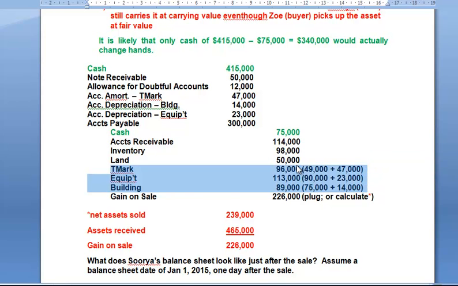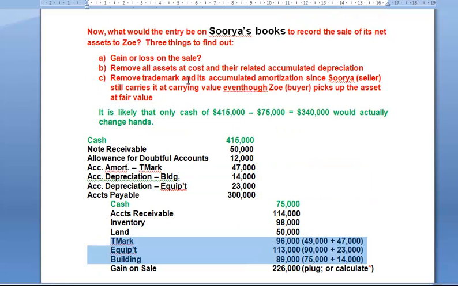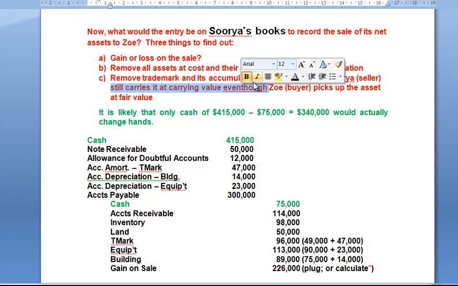But don't forget, carrying value is made up of two amounts, cost and accumulated depreciation. Right? So we got to get rid of cost and the accumulated depreciation on each of the building and the equipment, and we also have to remove the trademark cost and its accumulated amortization, right? Because, and again, don't forget, Saria is still carrying these three assets, the identifiable ones like building and equipment, as well as the intangible identifiable, which is the trademark, at their carrying value, which is cost less the accumulated depreciation and amortization for the trademark.